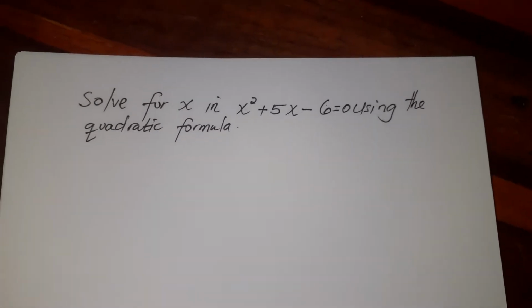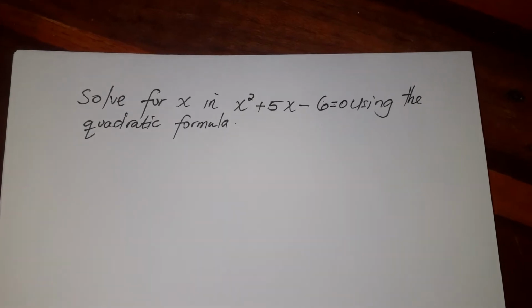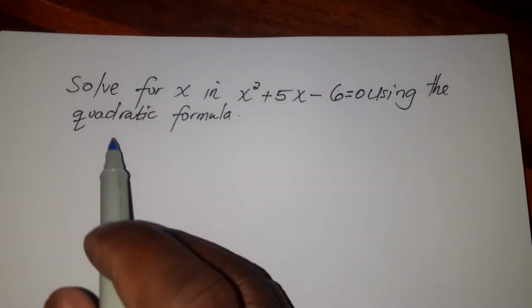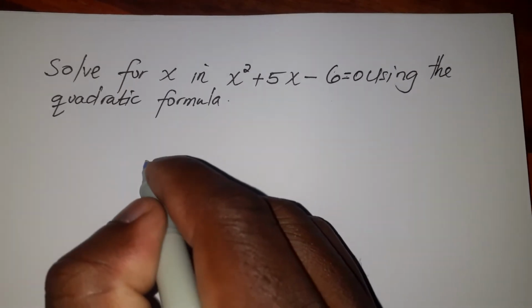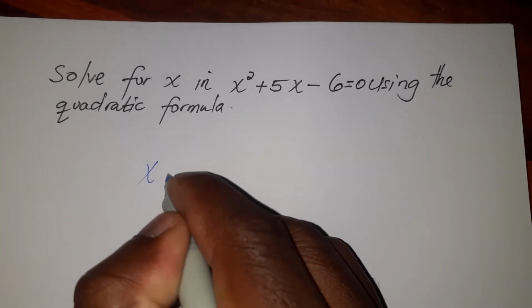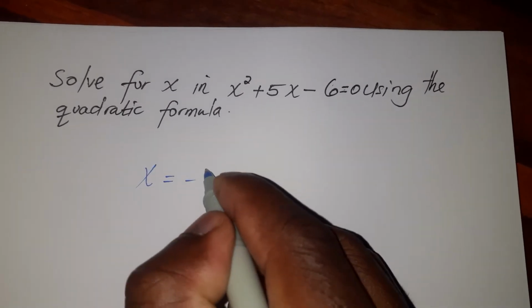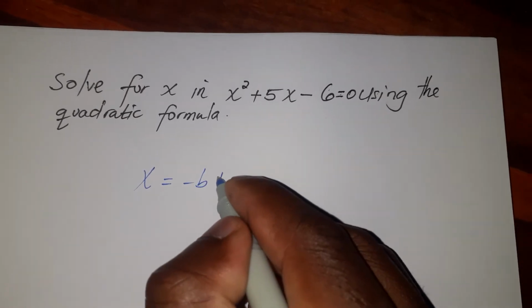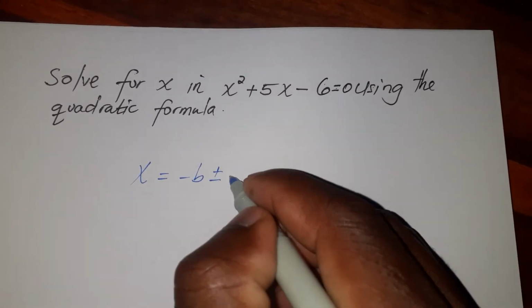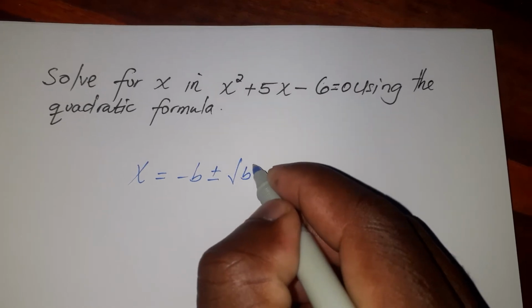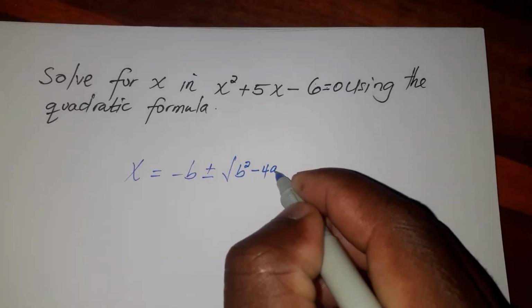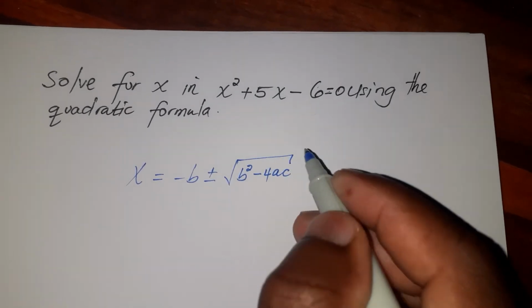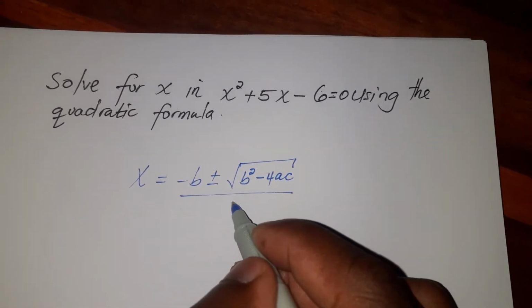What we do, we need to write the quadratic formula. The quadratic formula is x equal to minus b plus minus square root of b square minus 4ac over 2a.